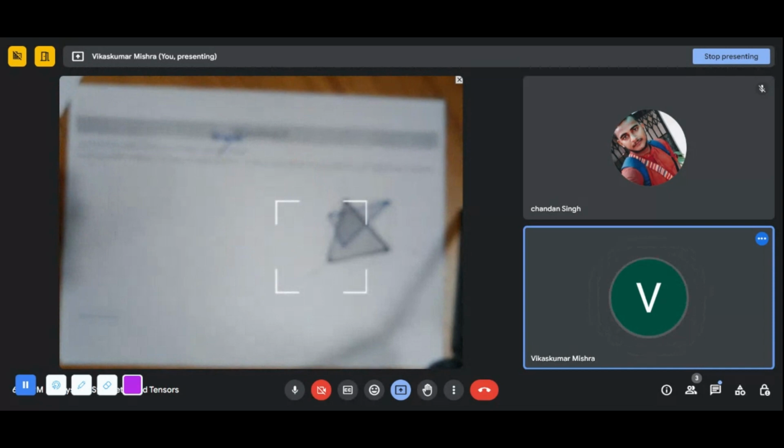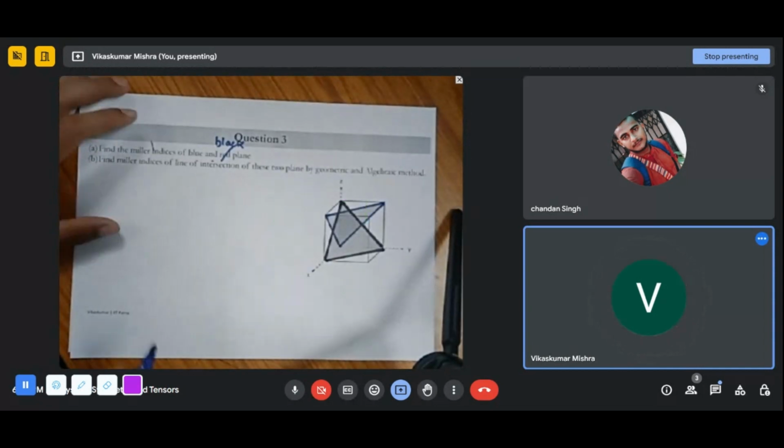Okay, let me fix my camera. I think it's getting very blurred. Yeah.